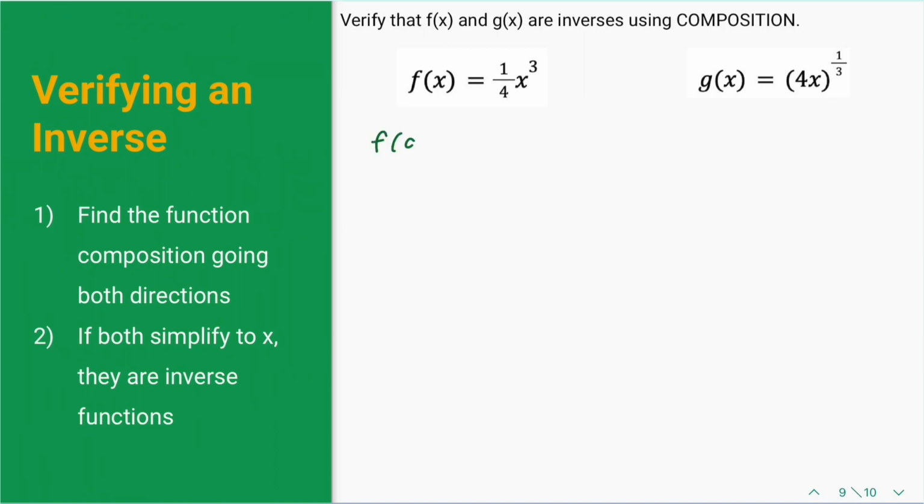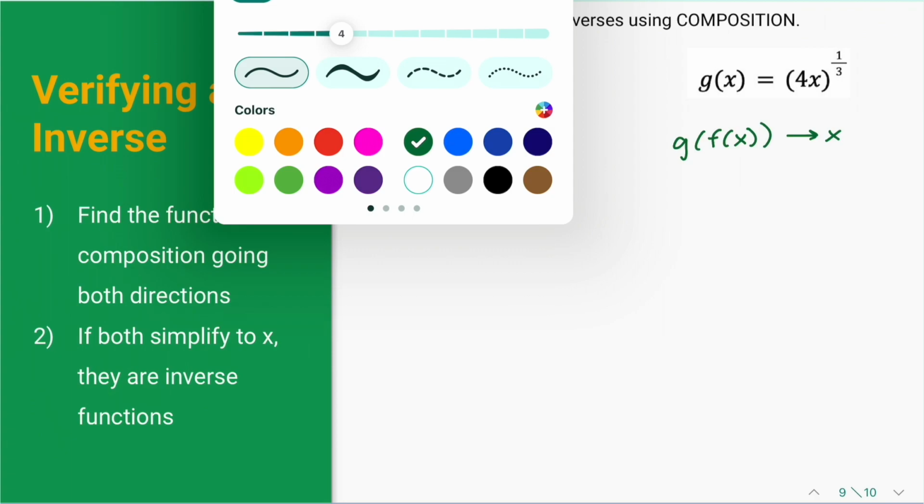So here's the idea. You're going to take this going both directions. You're going to do f of g of x, and it should equal x if they're inverses. And then you're going to do g of f of x, and again, it should simplify to x if they're inverses. So if we do that going both directions, and they both simplify to x, they are in fact inverses, and that is how you prove it. Okay, now I know you're like, I don't remember how to do that. So let's walk through that process.